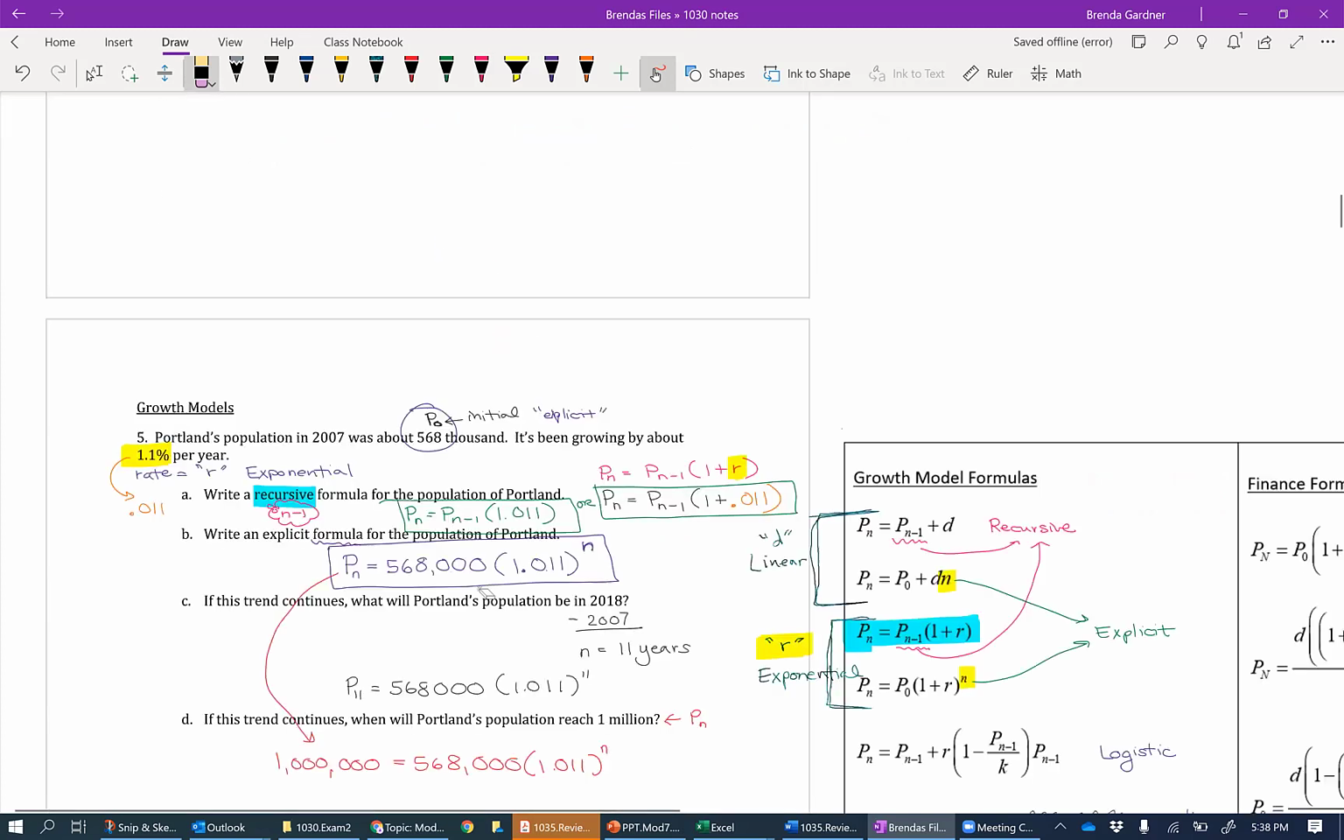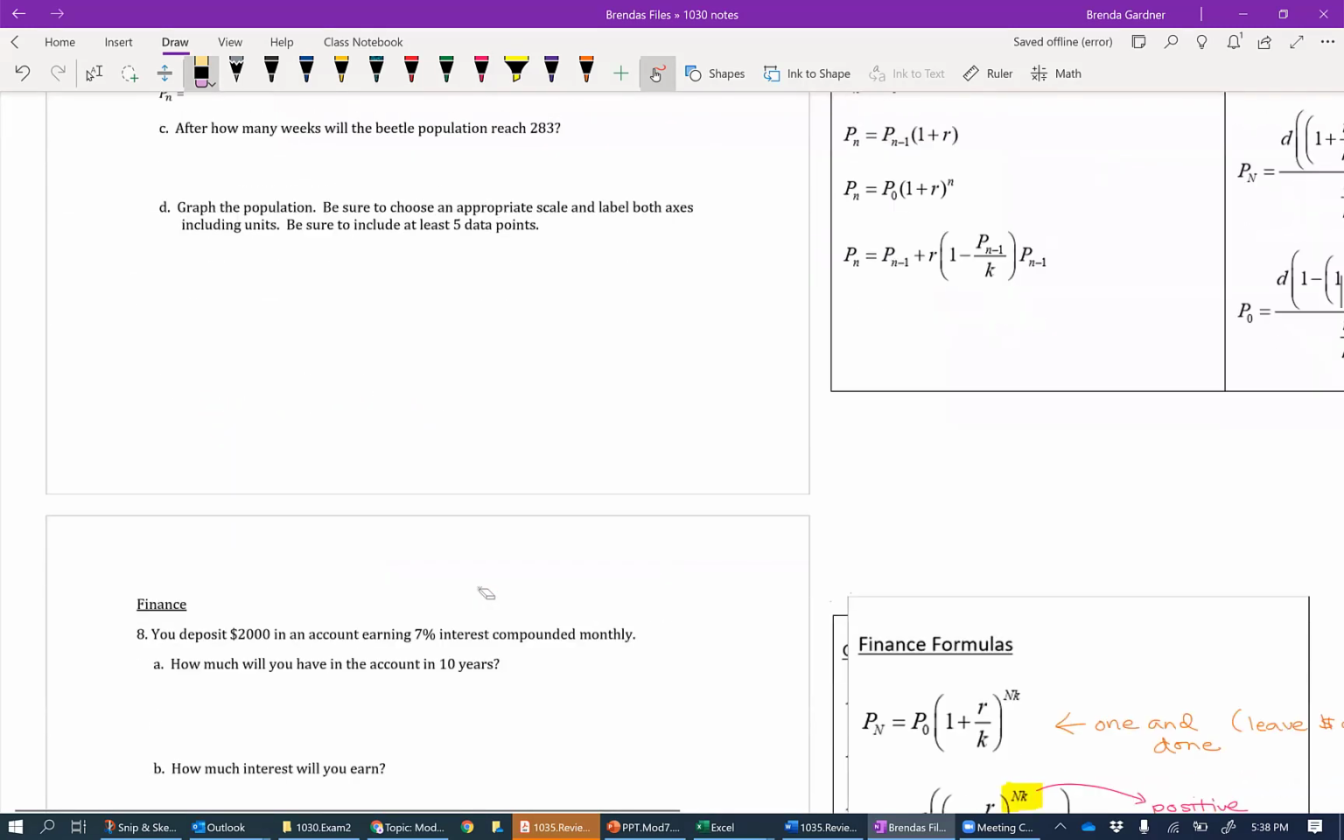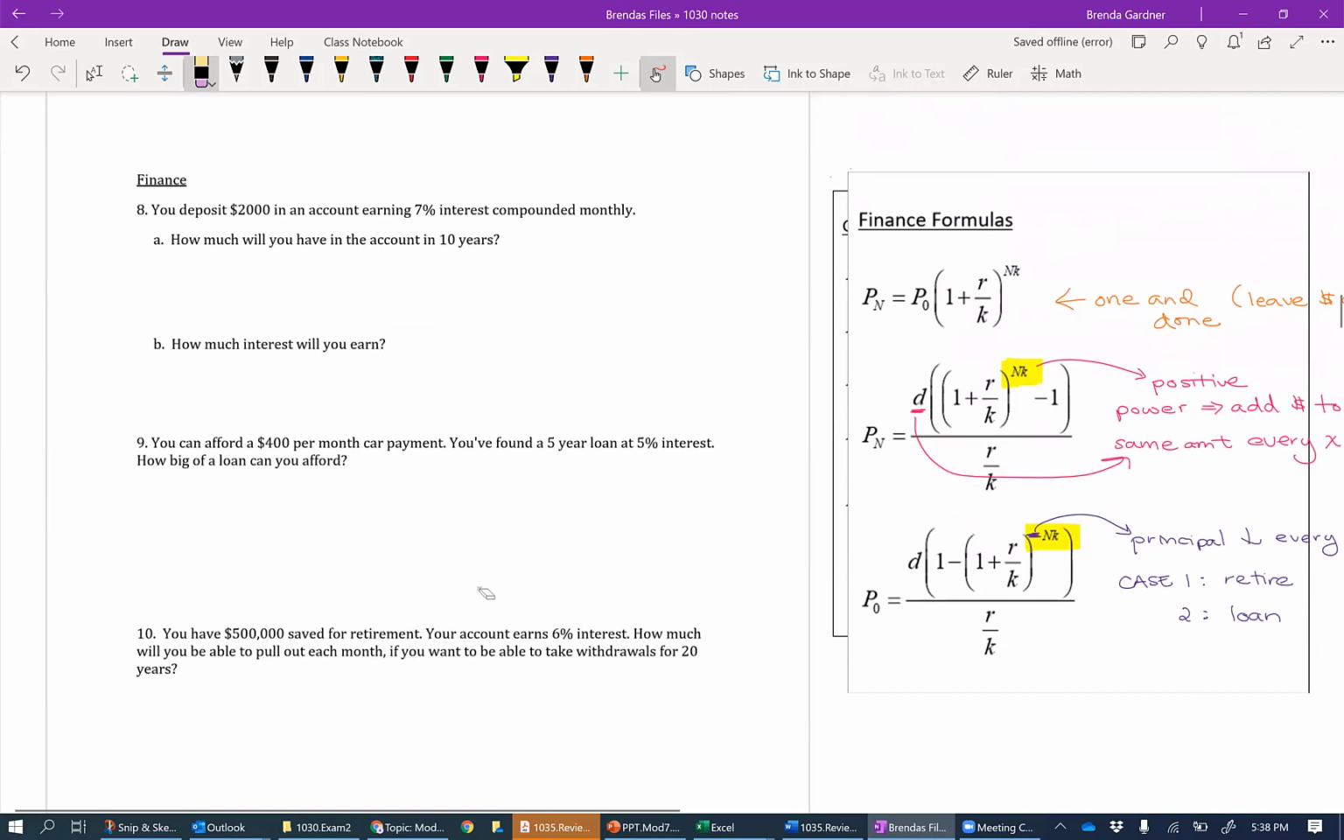Cool. Okay. Well, let's jump to the finance then. And even if we don't go through all of the math, I do want to make sure that you know the formula to use. So let's take, again, these are from a prior test. If I said you deposit $2,000 in an account that earns 7% interest compounded monthly, would I be using formula, let's call this 1, 2, or 3?